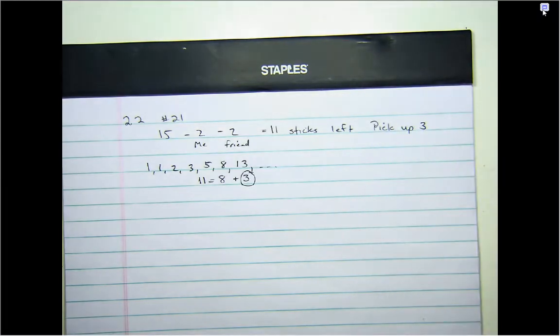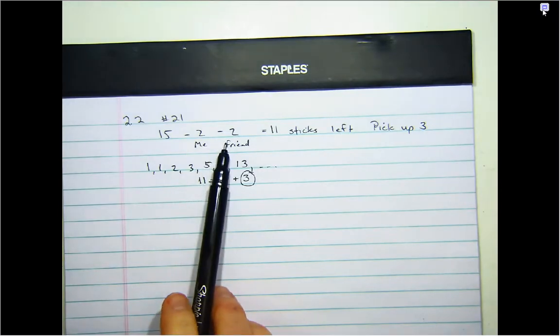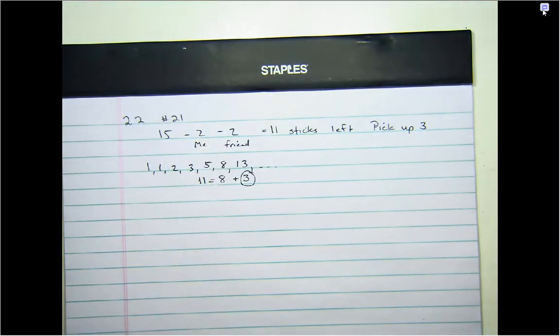So that works because my friend picked up 2, so I'm able to pick up any number between 1 and 4. And 3 does fall between 1 and 4, and if I continue with that strategy, then I can win. Anybody have any other homework questions?